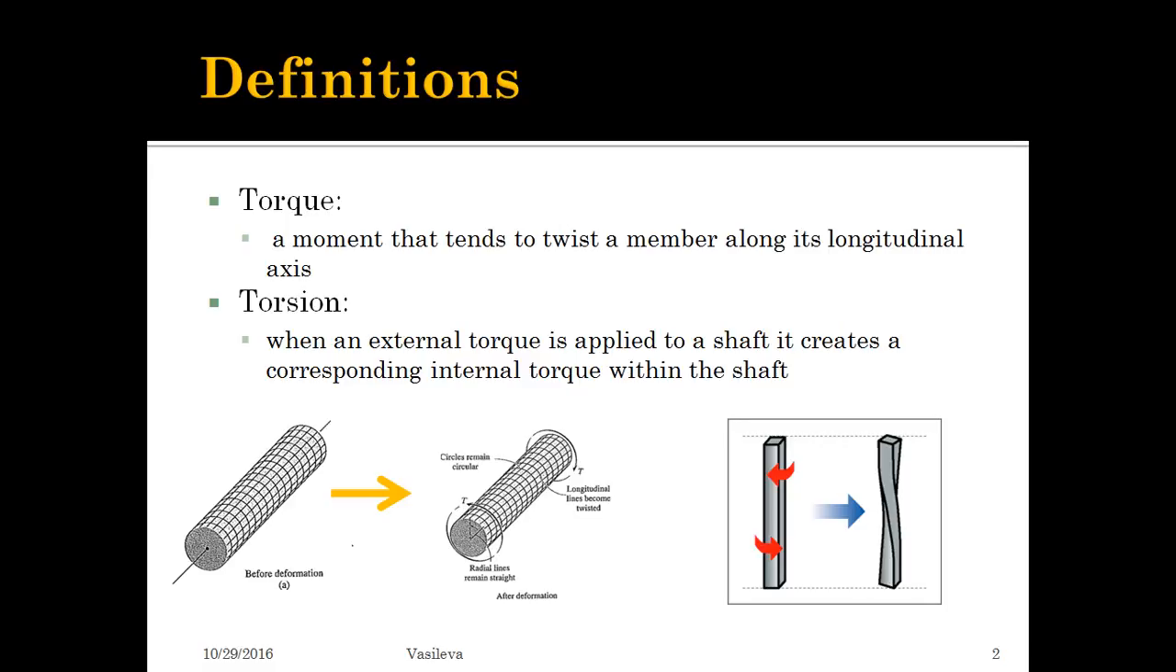So torsion just means that when you have an external torque applied to a shaft, it's going to end up creating an internal torque within the shaft, and that's typically what we're going to be solving for. To visualize what torque is, you have a shaft and you apply torque on the ends like you're twisting a rod, and it deforms longitudinally. You can see an example here as well. If you twist a straight rod, you can see the deformation afterwards.